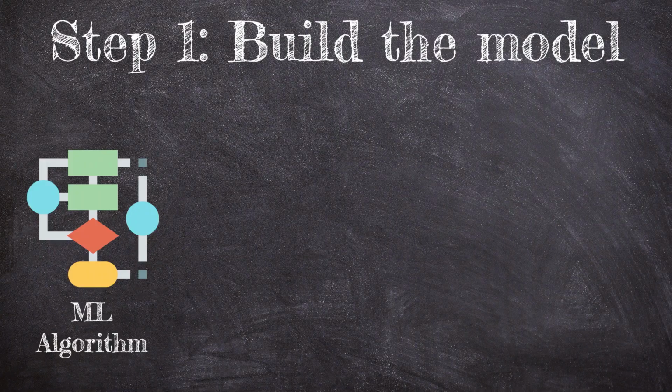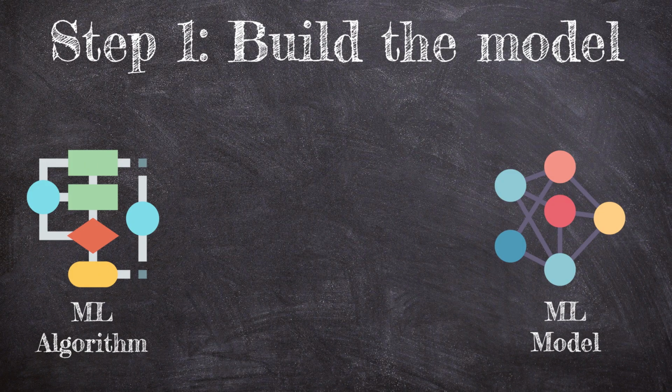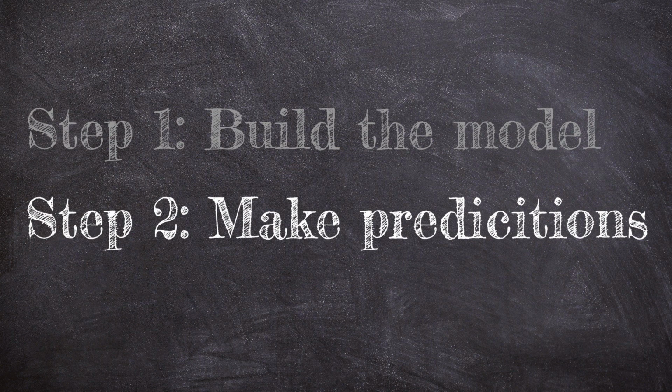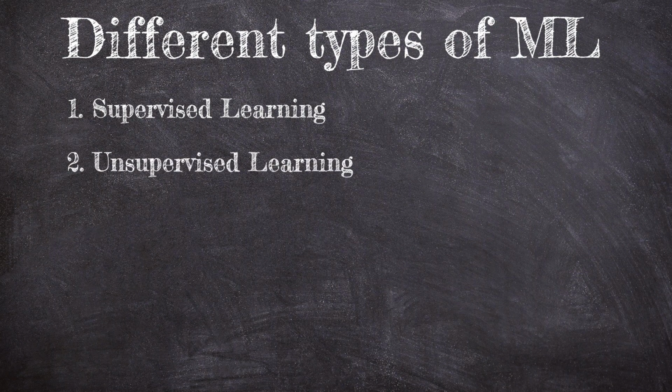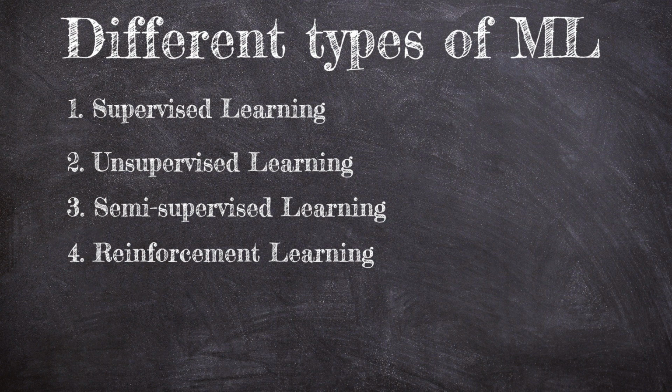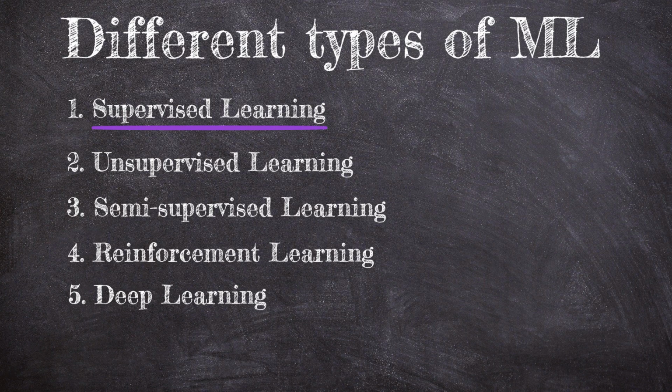You first use a machine learning algorithm to build a model based on some data you already have. They are called the training data. Then, the machine will be able to make predictions. There are several types of machine learning: supervised learning, unsupervised learning, semi-supervised learning, reinforcement learning, and deep learning. In this video, I am focusing on supervised learning and more precisely on classification problems it allows to solve.